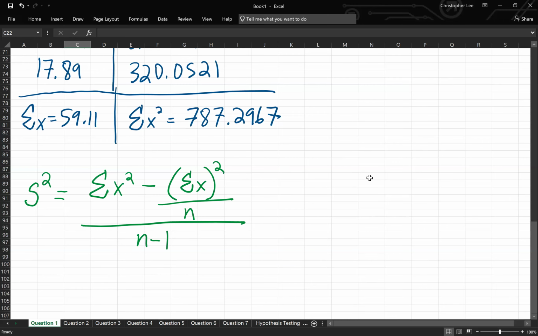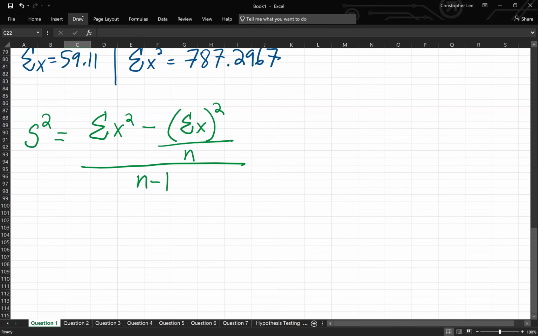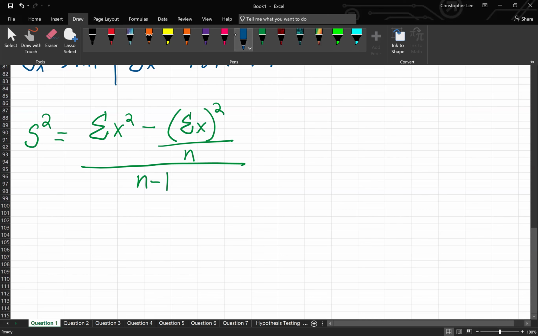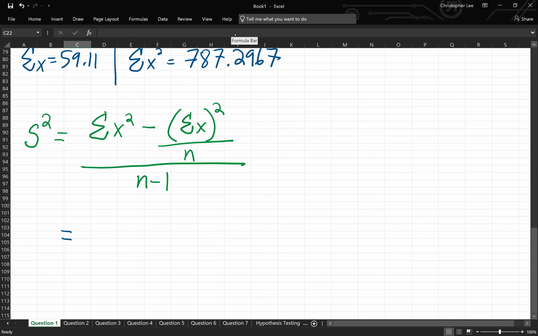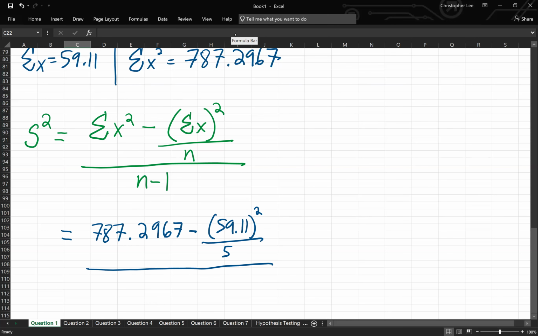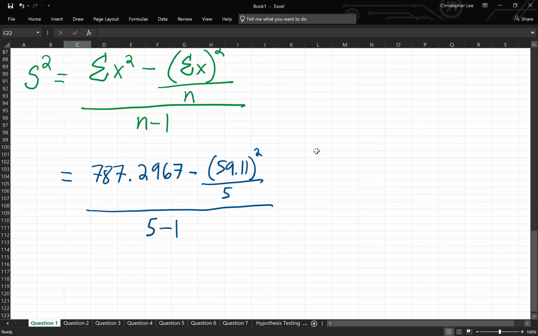All right, so I'm going to plug in my numbers now, right? Again, when you plug in these numbers, I don't want to see y'all figuring out the numerator, then dividing, none of that. Plug it in directly the same way it looks on the paper is the same way you type it in your calculator. Don't change anything. All right. So I got 787.2967 minus, open parentheses, the 59.11 squared, all divided by 5, and all of this divided by 5 minus 1. All right, that being said, what's my variance?